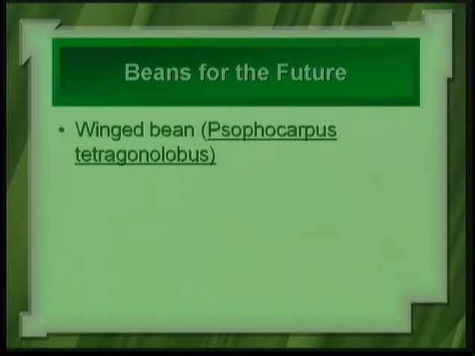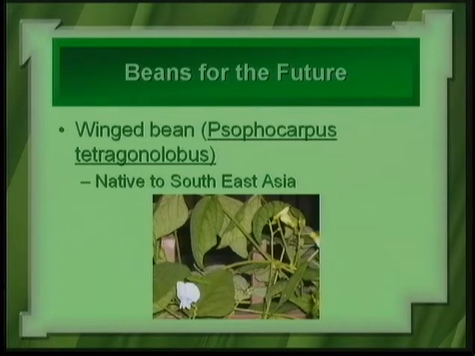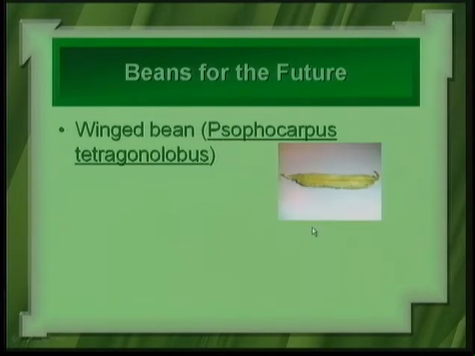Now, the next thing we're going to talk about is beans for the future, perhaps. For one thing, we have something called a wing bean, Sophocarpus tetragonolobus, and this one here is native to South Asia. Here's a photograph of the plant with this kind of pea-like flower on it. And this is actually the bean, the fruit. This is very, very good stuff.